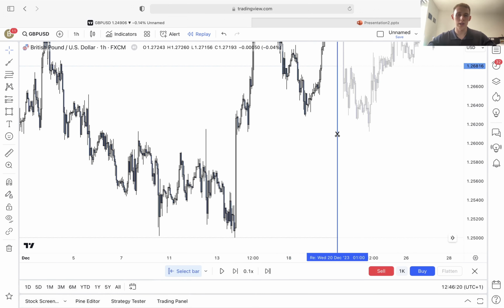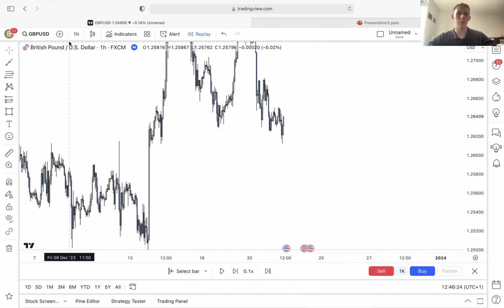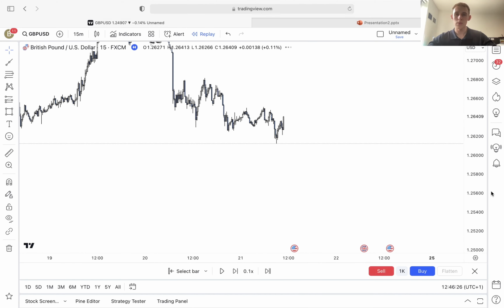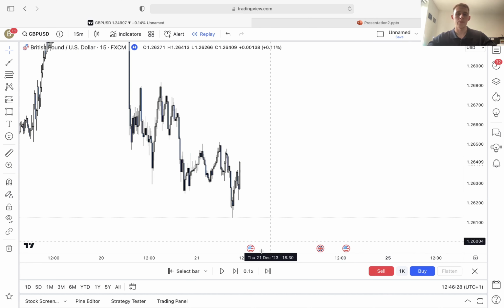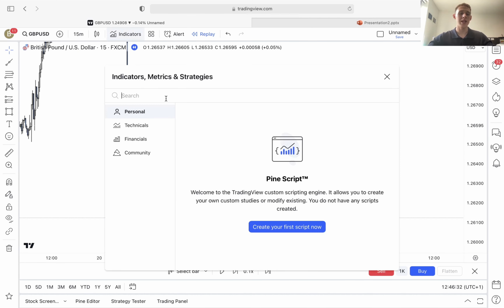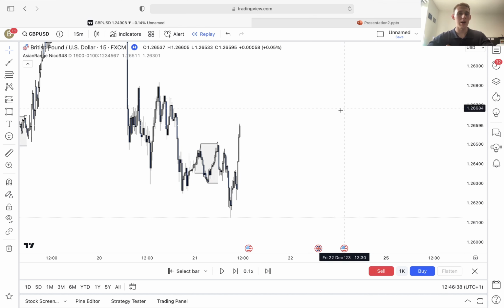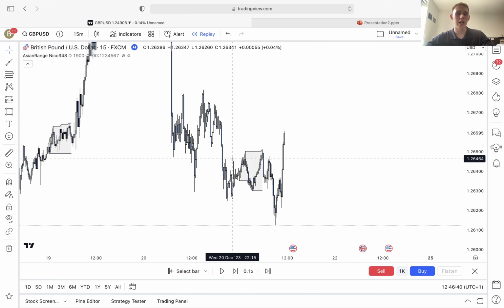So let's go to this level right here. One easy way to identify the Asia range as well is in indicators we can type in Asian range, and this one by Nico948 is the best one, in my opinion, is the one I personally use, and this grey box is basically just the Asian range, the high, the low, where it starts and where it finishes.